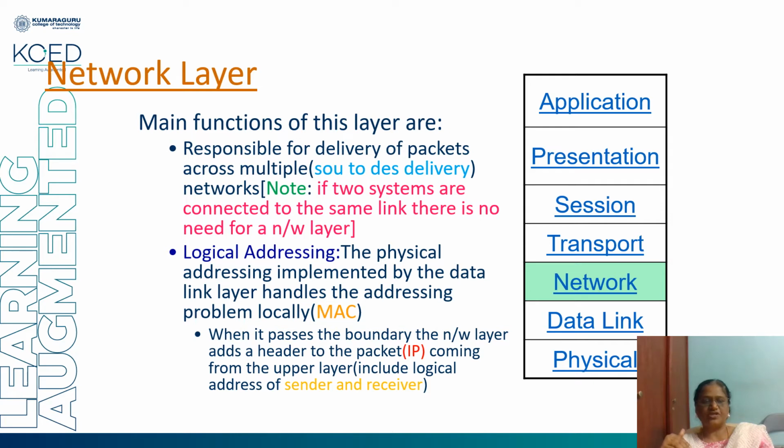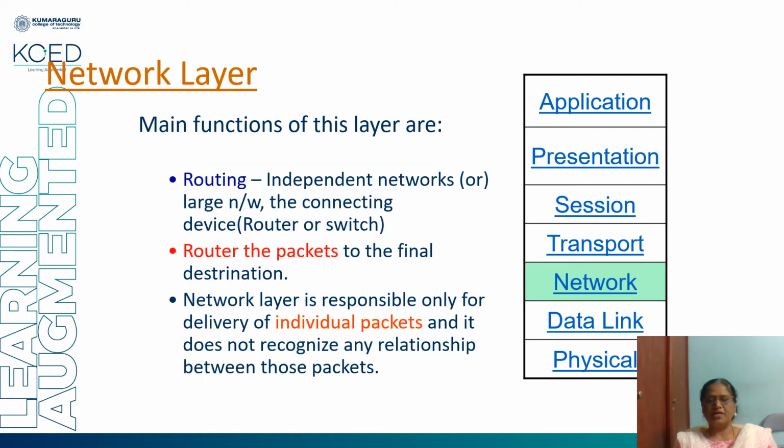The second function of network layer is logical addressing, or allocating an IP address to each of the systems. The IP address uniquely identifies a host in the entire internet network. The network layer is responsible for delivery of individual packets. If it receives one packet, it will see how to deliver it through the correct link to the destination.